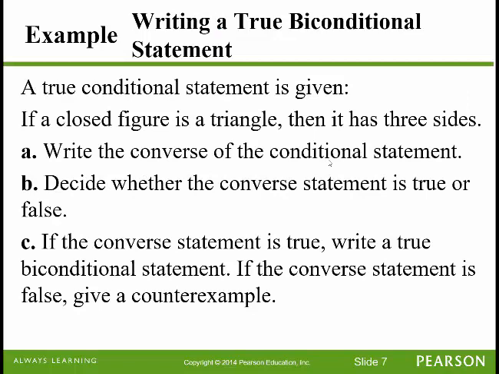All right, let's do some more examples. A true conditional statement is given: if a closed figure is a triangle, then it has three sides. So I've got three parts. Write the converse of the conditional statement. Decide whether the converse statement is true or false. If the converse statement is true, write a true biconditional statement. If the converse statement is false, give a counterexample.